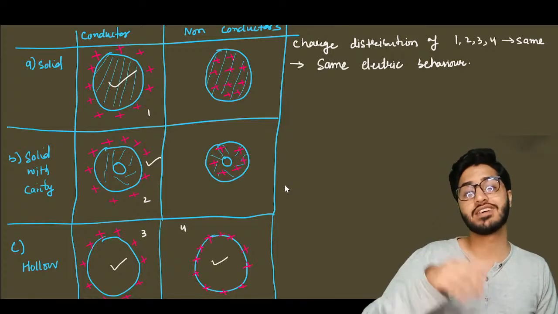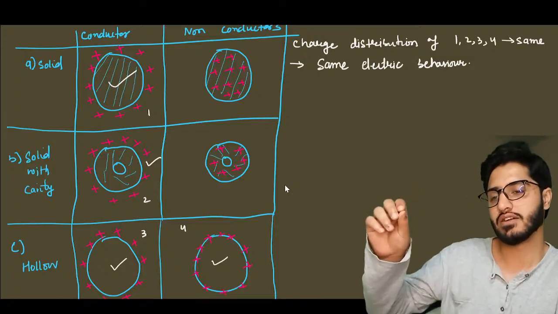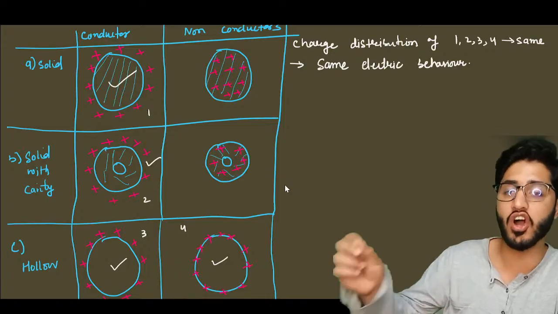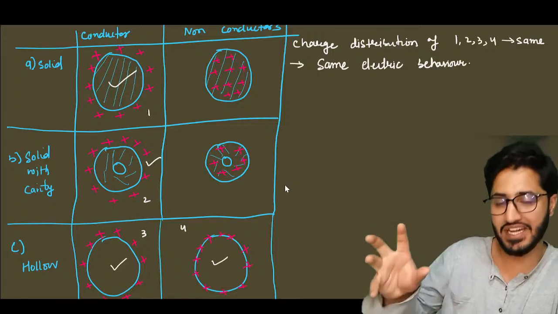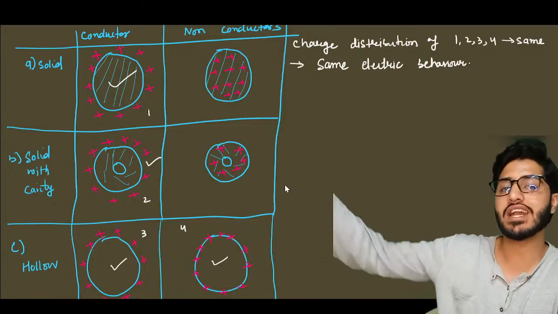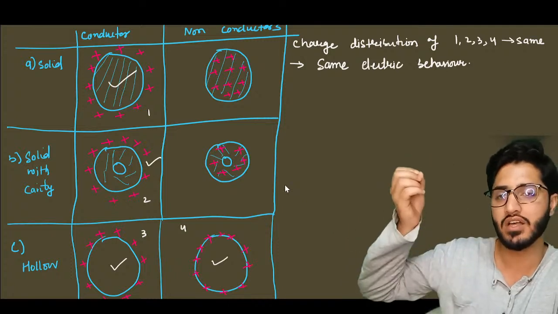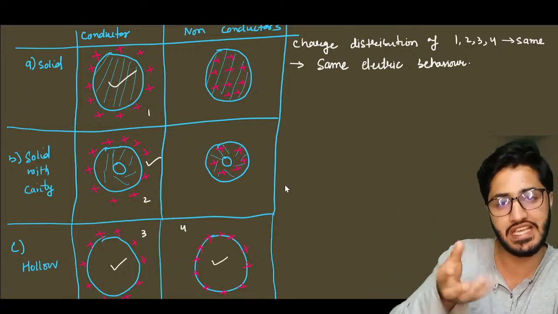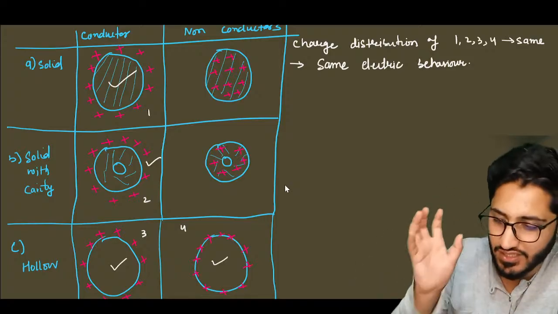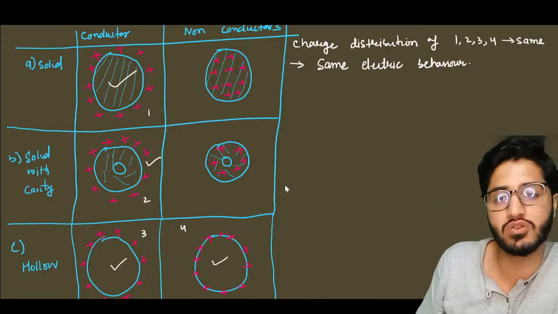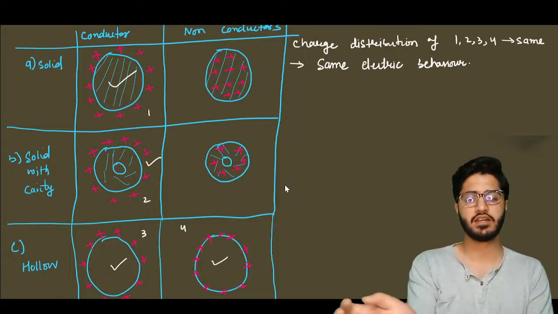If you have done Gauss's law, there you will write, beta, the electrical field of a hollow conducting sphere and a hollow non-conducting sphere is the same. What is the reason behind it? The reason is that the charge distribution of these two objects is the same. Done?